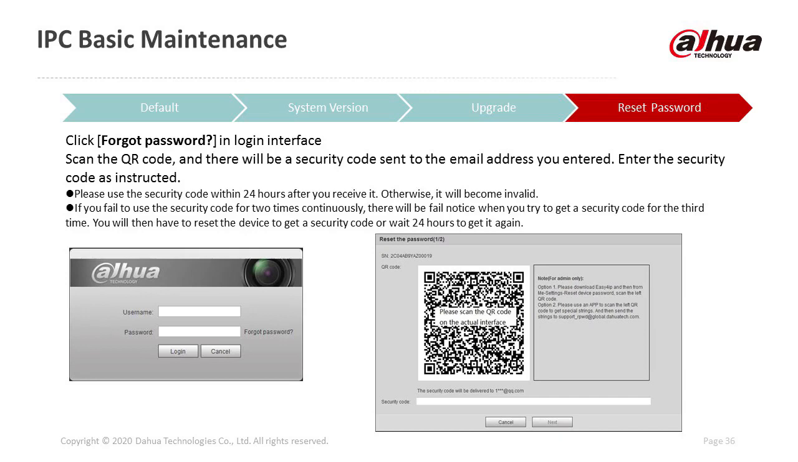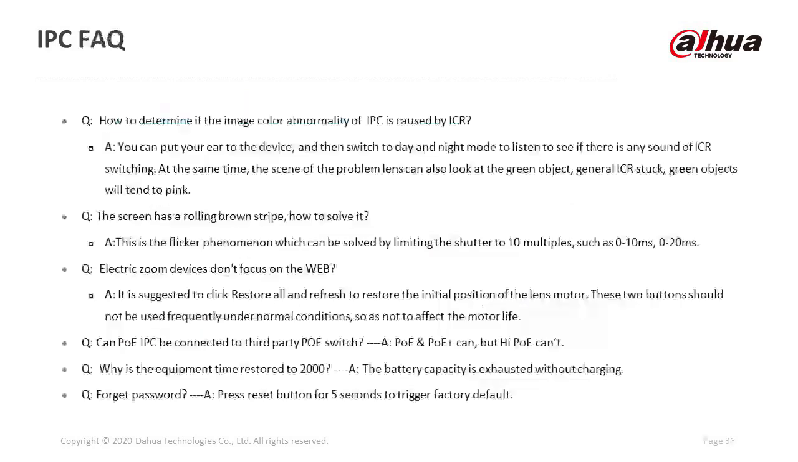If you fail to use the security code 2 times continuously, there will be a fail notice when you try to get a security code for the 3rd time. You will then have to reset the device to get a security code or wait 24 hours to get it again. At the last part of IPC configuration, we list some common questions and solutions.